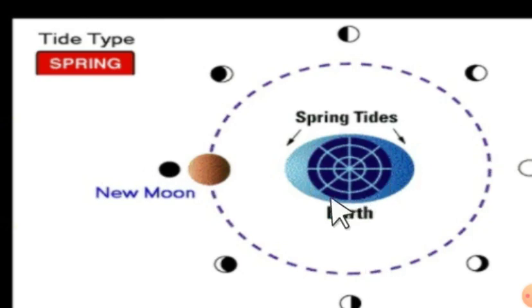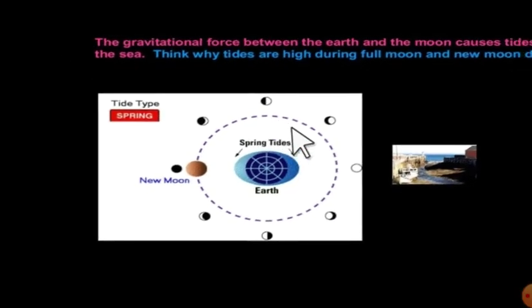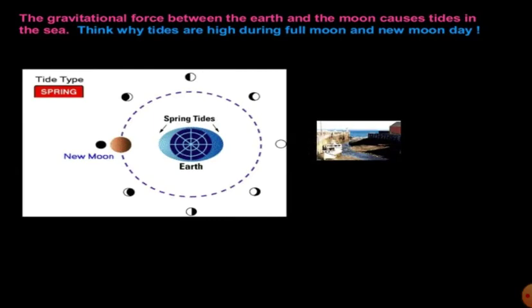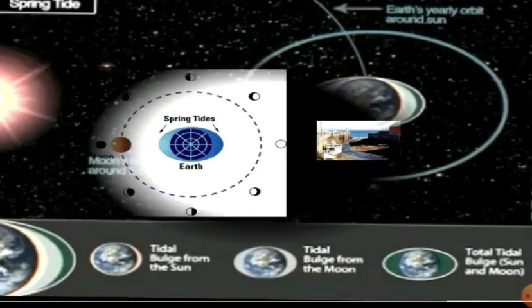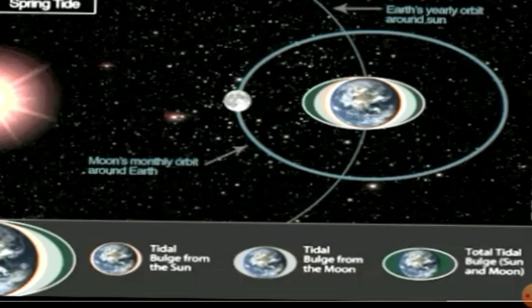Got it? And when the three heavenly bodies, sun, moon and the earth, instead of being along a straight line, are perpendicular like this, that means when the moon is at this position or at this position, then we call it another type of tide known as neap tide. So this spring tide or neap tide may happen twice a day.